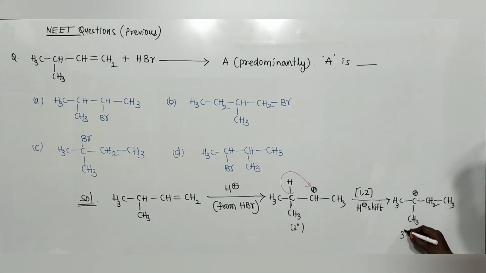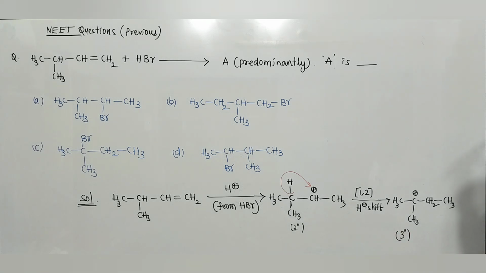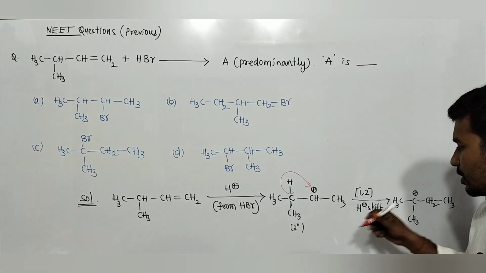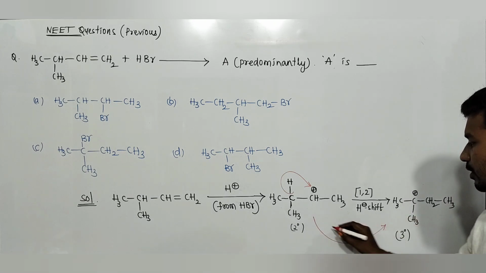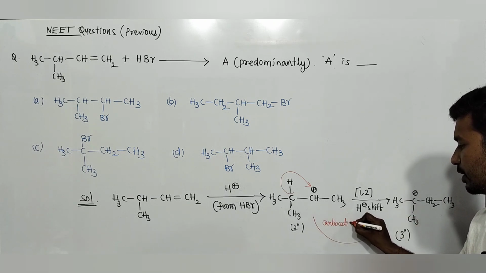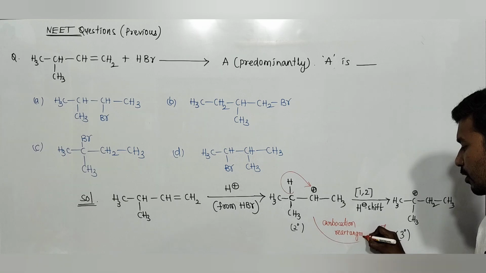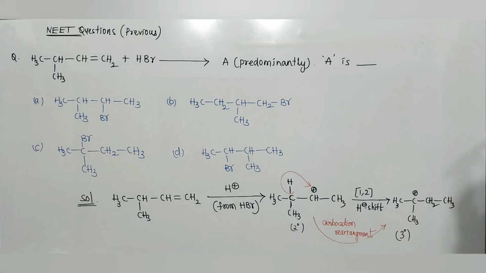So what is the benefit here? Yes, a less stable carbocation goes to a more stable carbocation. This is carbocation rearrangement. Hydrogen bromide addition, carbocation rearrangement is possible. Addition of hydrogen bromide. Okay, right.